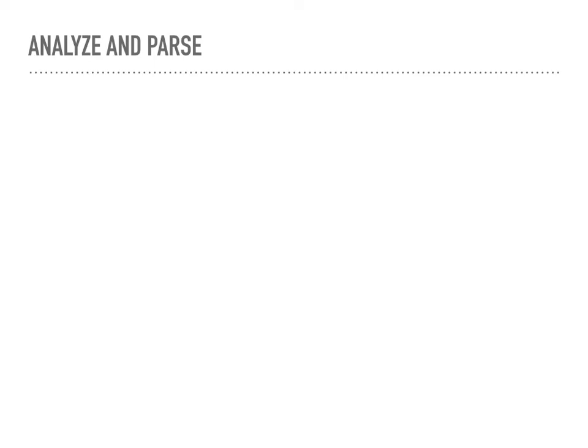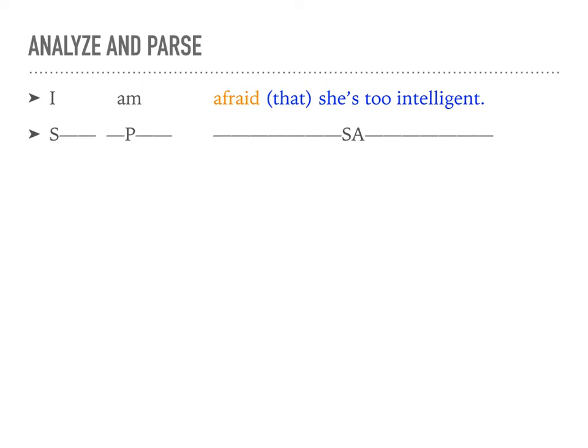Okay, if we look at the adjective phrase right here, we can see that I am, and then of course, afraid that she's too intelligent. We can see right there that we have a subject, which is I, am, which is the predicator, and we have afraid that she's too intelligent, and that is going to be a subject attribute.